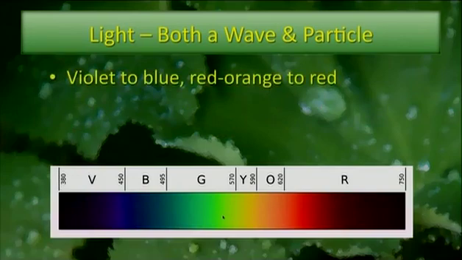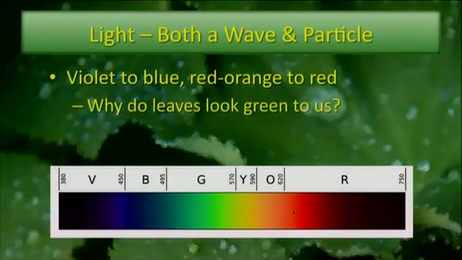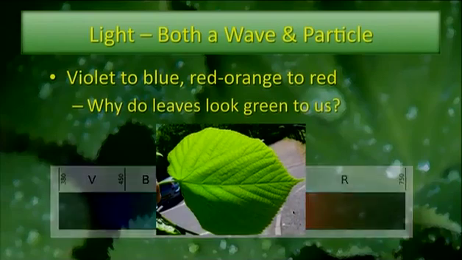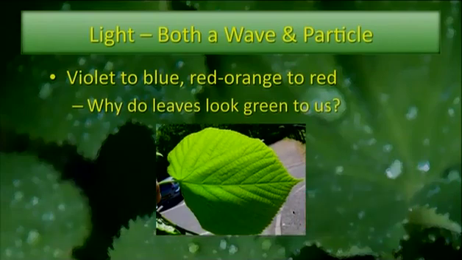Now violet to blue and red-orange to red are the parts of the spectrum where the plant absorbs most of the light. Why do leaves look green to us? Yellows and greens are between red and violet. Blue and violet are absorbed, red and orange are absorbed. What happens is that green is reflected and transmitted by leaves. That's what happens when white light is hitting a leaf.